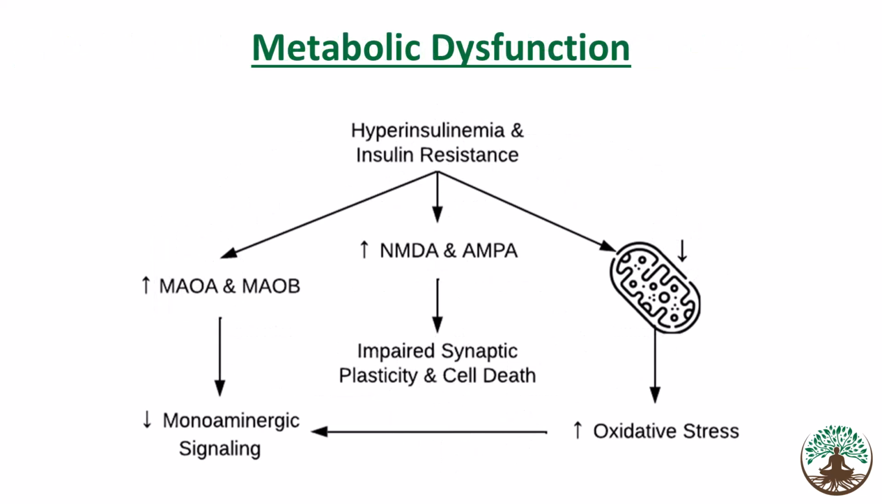Metabolic dysfunction is another important consideration. In the context of hyperinsulinemia and insulin resistance, there's an impairment in MAO-A, MAO-B, NMDA, and AMPA receptors, as well as mitochondrial functioning. The net effect of this is an increase in oxidative stress, reduced monoaminergic signaling, impaired synaptic plasticity, and accelerated cellular death.